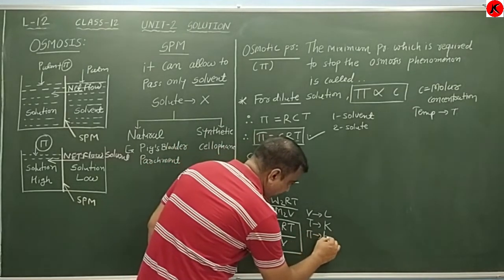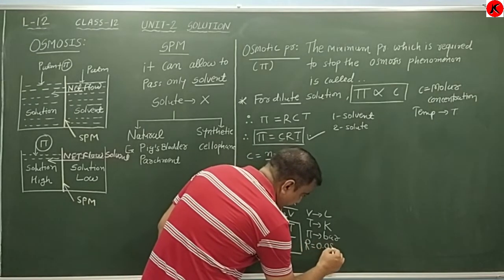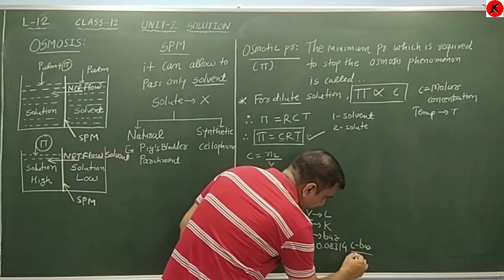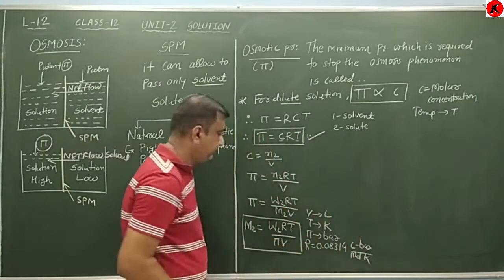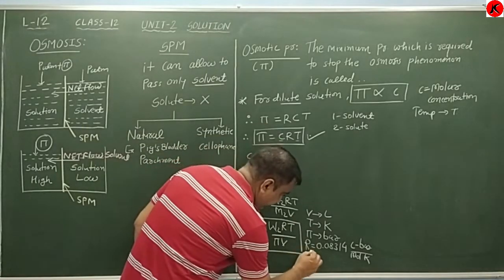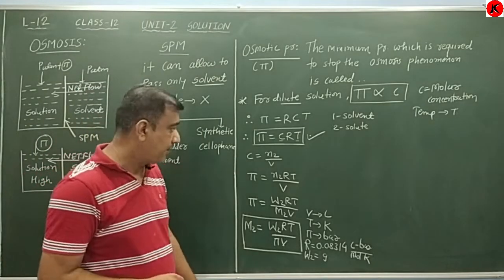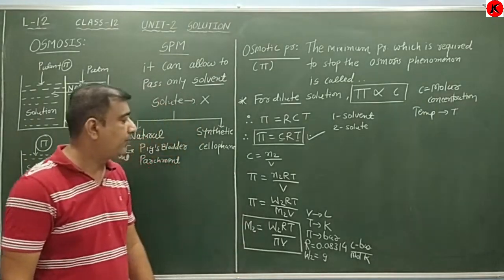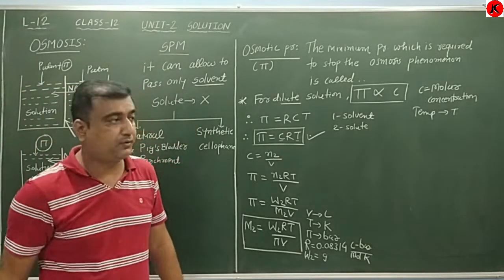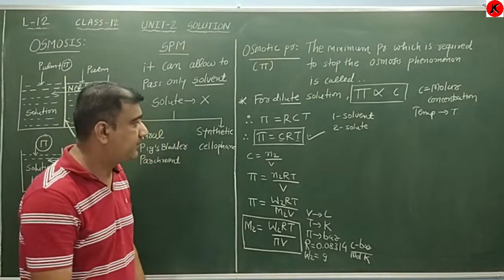Pi, suppose we want to calculate in bar unit, then value of R equals 0.08314 liter bar per mole Kelvin. W2, mass of solute in gram. So we can calculate the molar mass of solute by using this formula. That means there are four methods to calculate the molar mass of solute based on colligative properties.